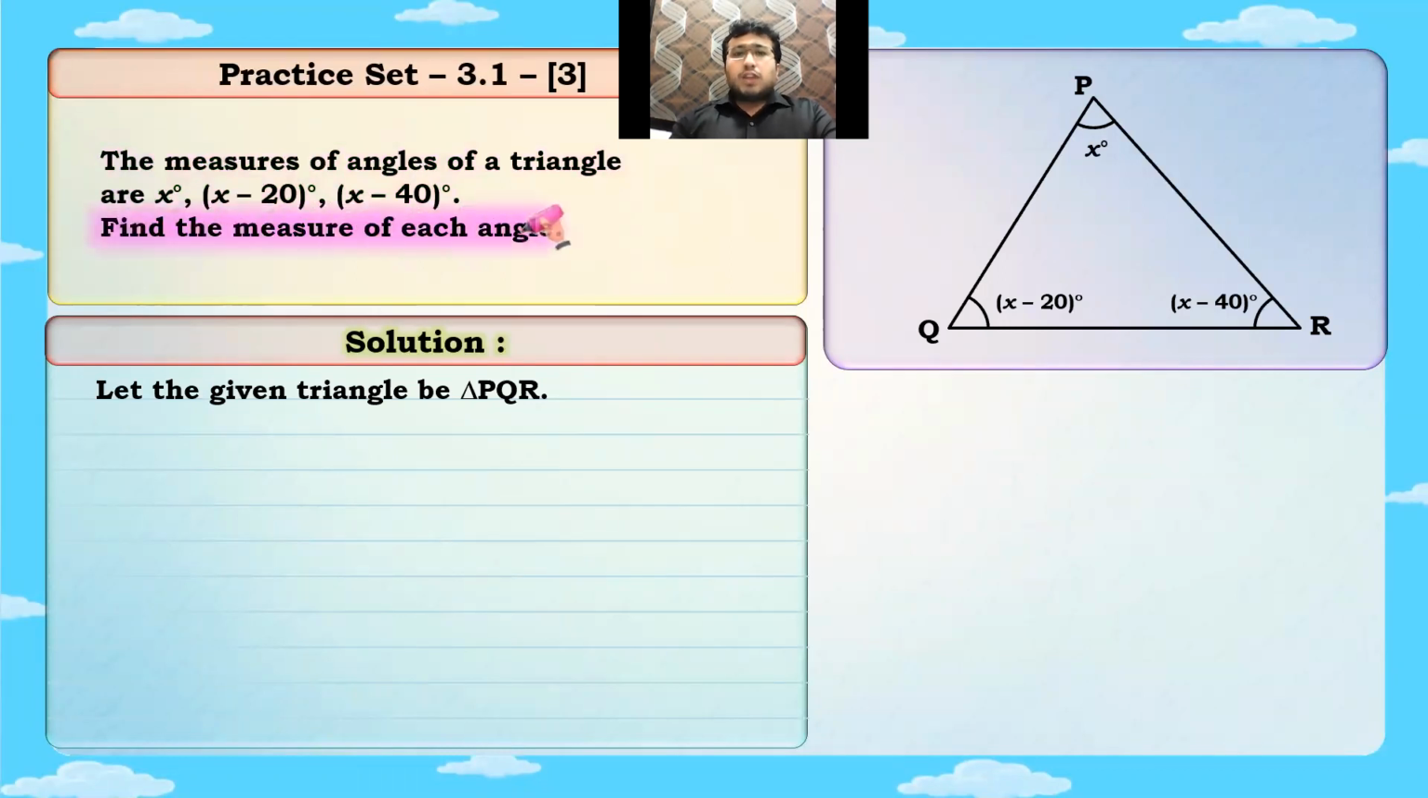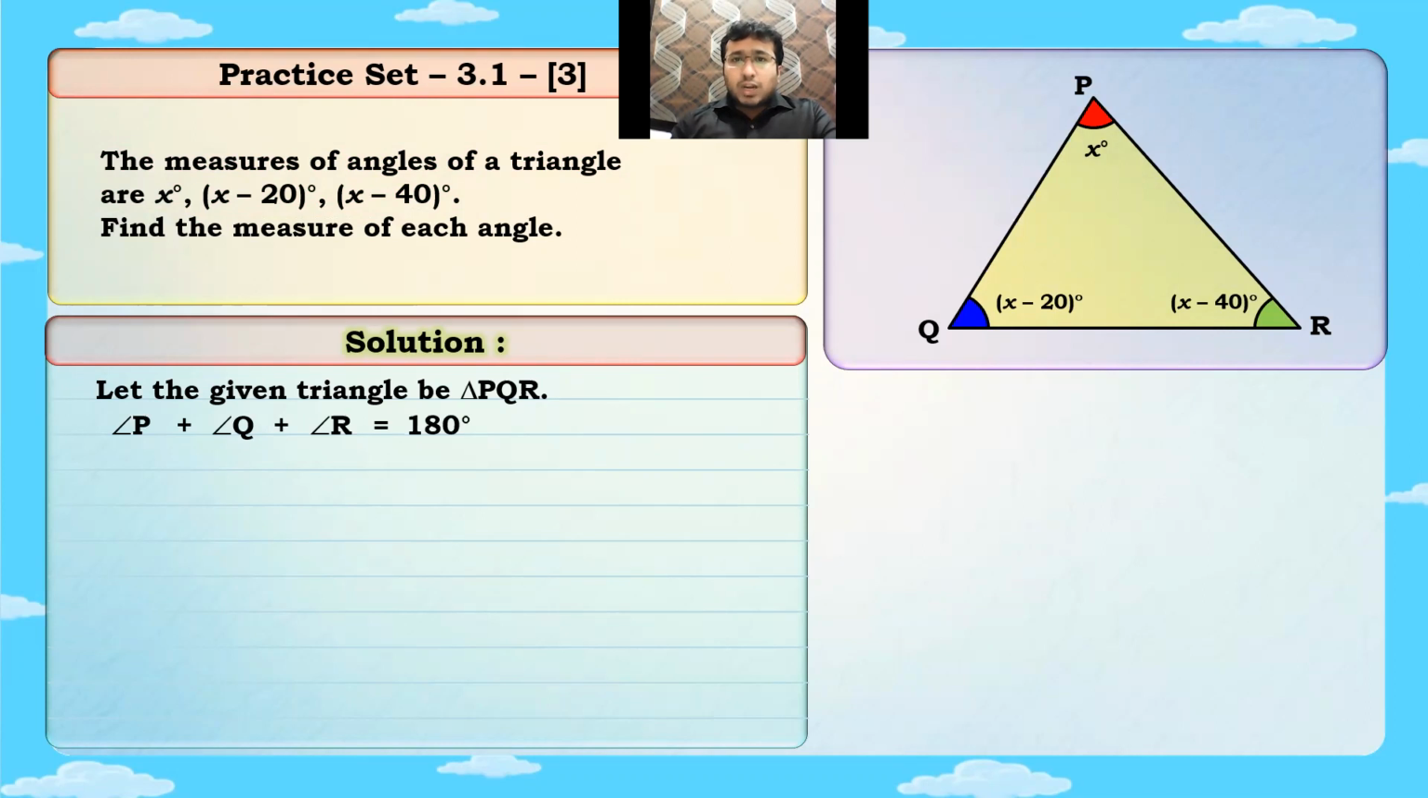Okay. Now students, we have to find the measure of each angle. Let us find the measure of each angle. So in triangle PQR, we know some information about each angle. To get the exact value of x, we are going to use the property of angles of a triangle. What is the property? Yes, superb. In a triangle, when you add all the three angles, the sum is 180 degree. So students, angle P plus angle Q plus angle R is equal to 180 degree.